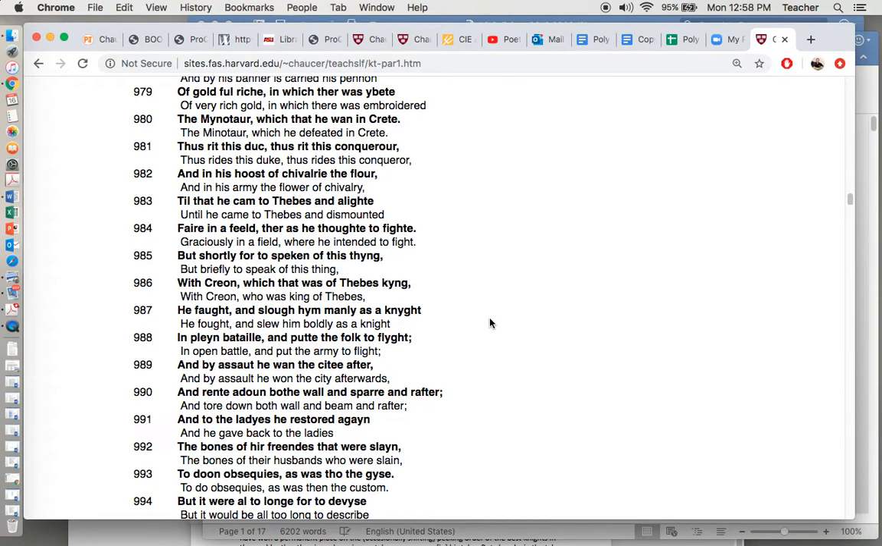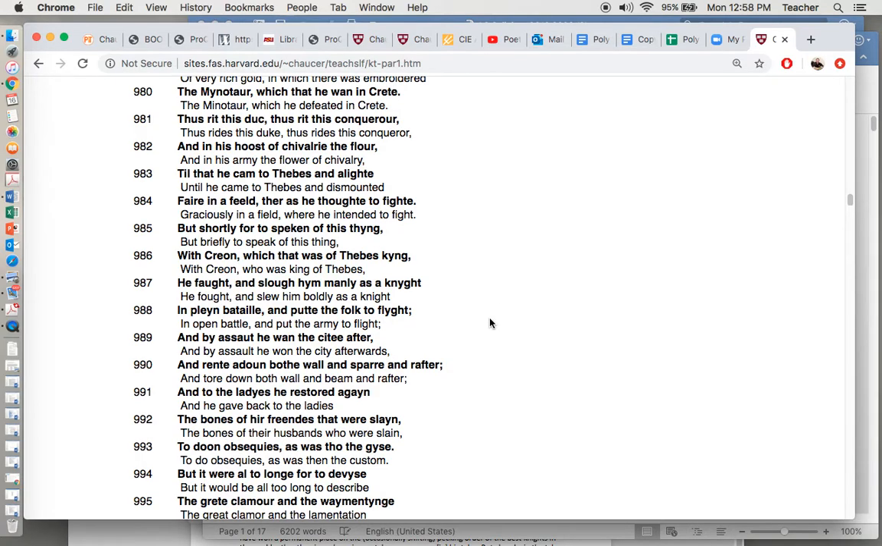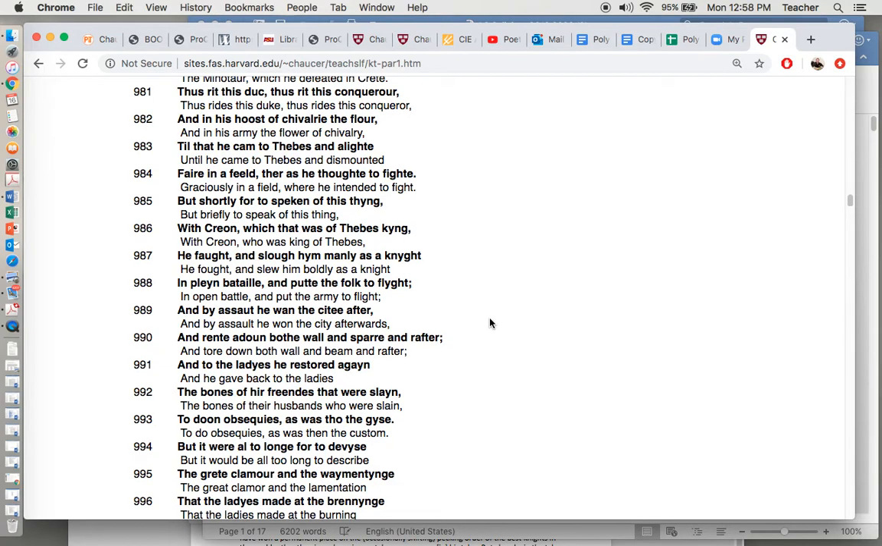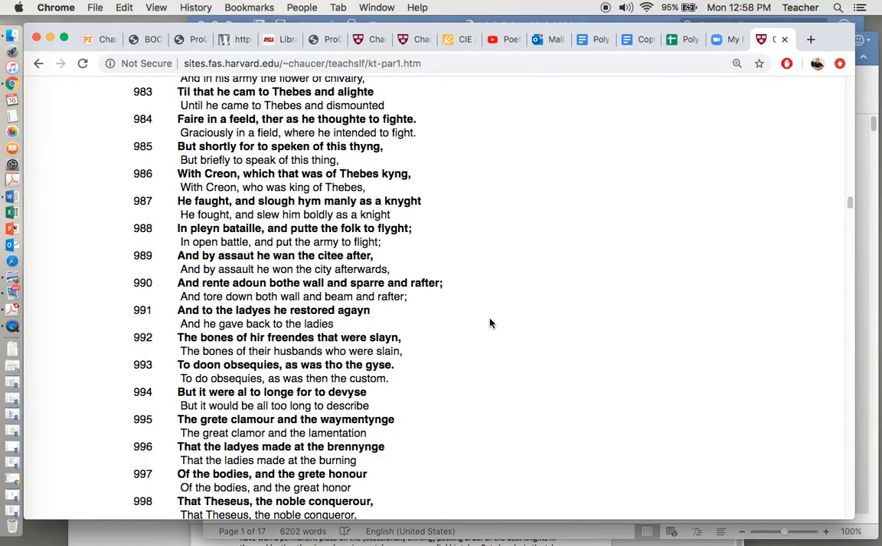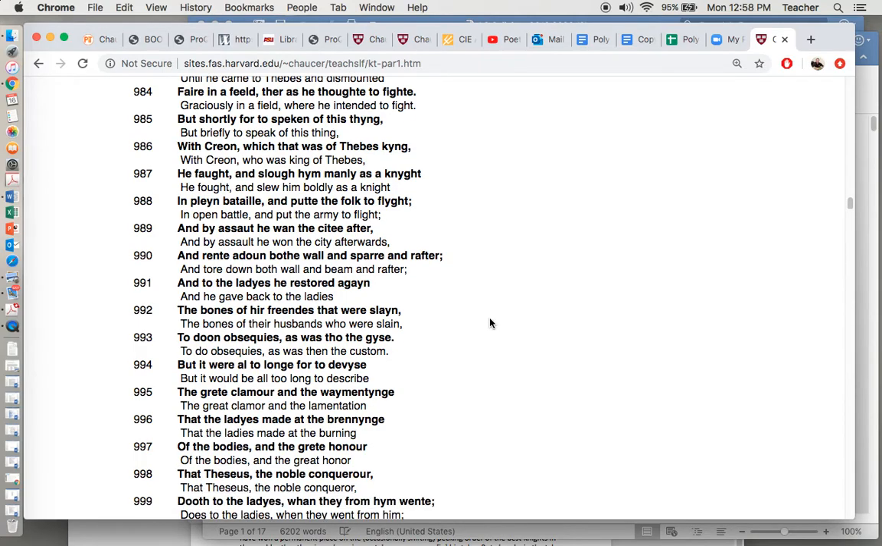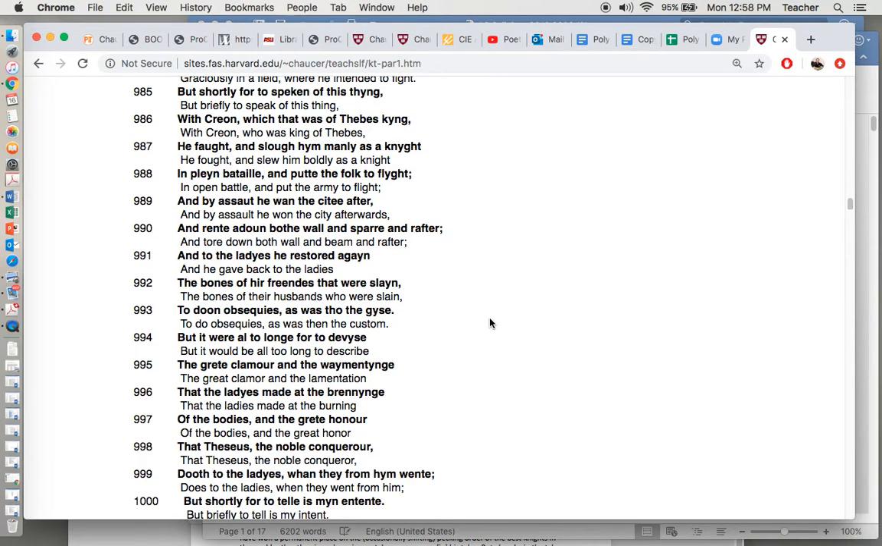And to the ladies he restored again the bones of her friends that were slain, to do obsequies, as was the custom then. But it were all too long for to devise the great clamour and the woman-like thing that the ladies made at the burning of the bodies, and the great honour that Theseus, the noble conqueror, does to the ladies when they from him went. But shortly for to tell is my intent.